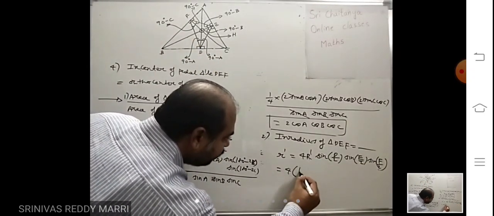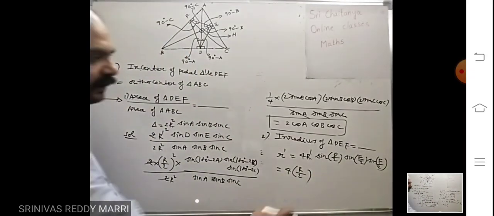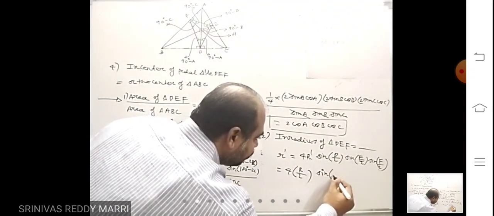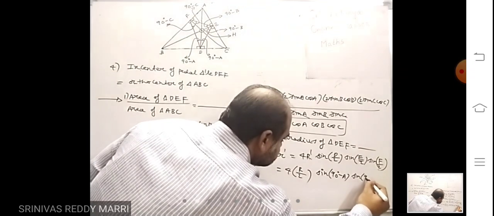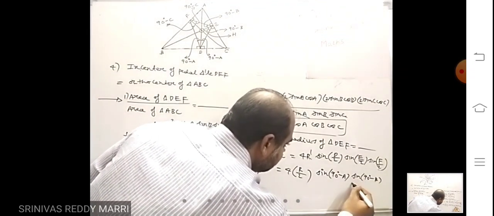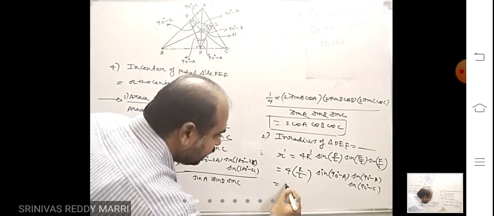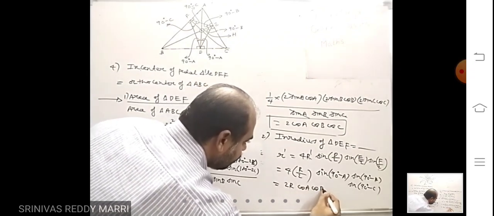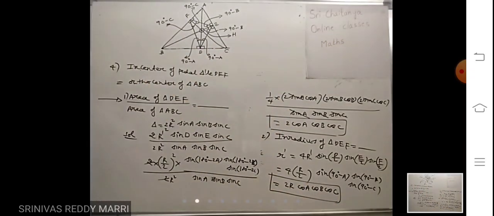So r dash is what? 4 into R by 2 in terms of triangle ABC. Now D by 2 means what? D is 180 minus 2A, so this is nothing but 180 minus 2A by 2, which is 90 degree minus A. Sine of 90 degree minus A, into sine of 90 degree minus B, into sine of 90 degree minus C. That means this is nothing but 2R cos A cos B cos C. So this is the inradius for the pedal triangle.